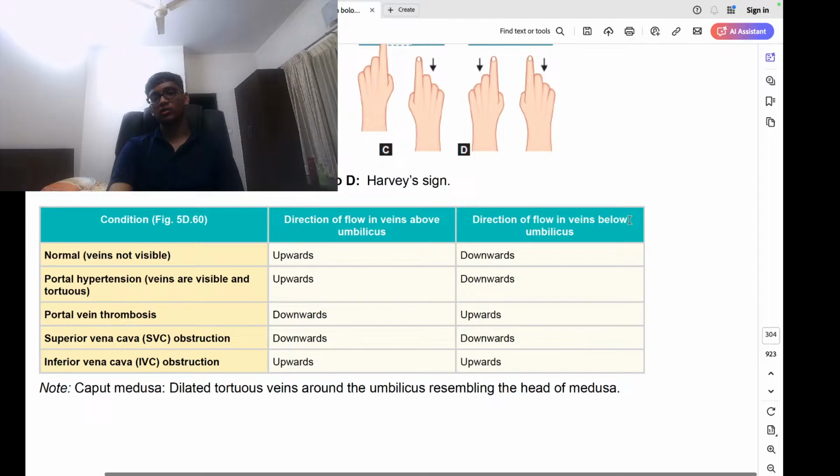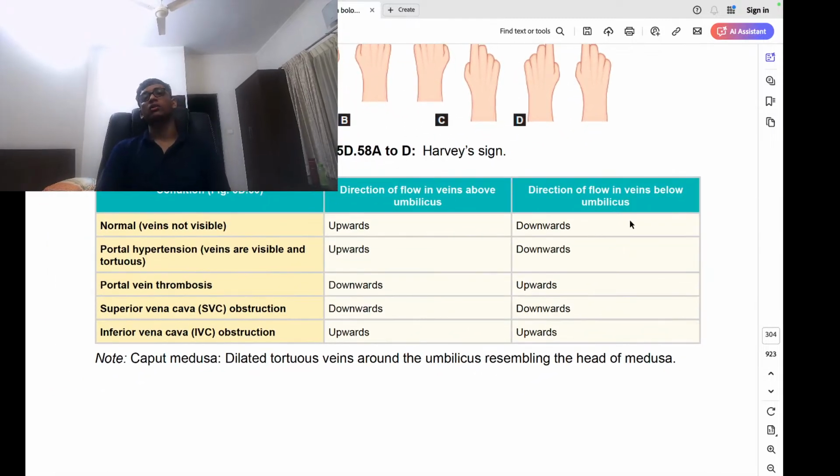Normally the veins are not visible. Normal veins are not visible. The direction of flow in veins above the umbilicus is upwards, below the umbilicus is downwards. In portal hypertension, the veins are visible and tortuous. The direction of flow is still upwards above and downwards below the umbilicus.